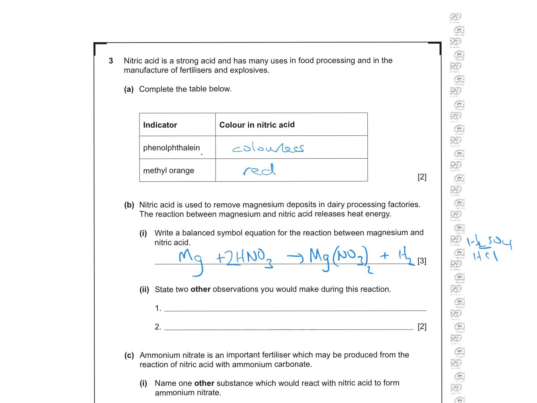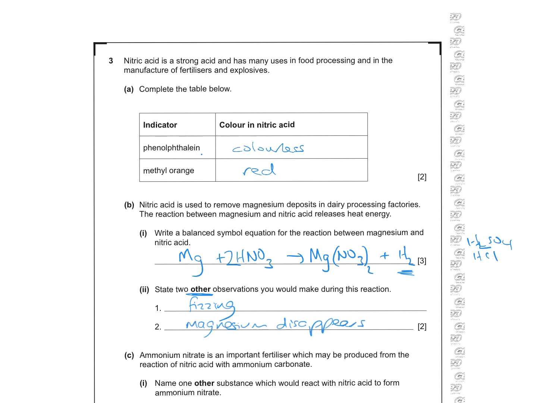Part 2, 2 other observations during the reaction. Now it says other observations, so let's look to see what has already been given. We're told that it releases heat energy, so we can't say anything about heat increasing. Well, because there's a gas given off, there will be fizzing, or you can say bubbles or a gas given off. Don't just say hydrogen given off. The other thing is that the magnesium will disappear.